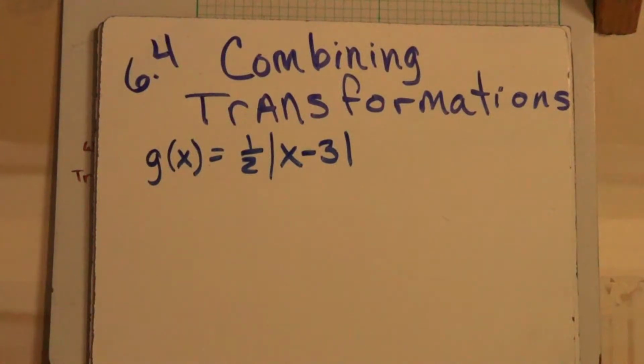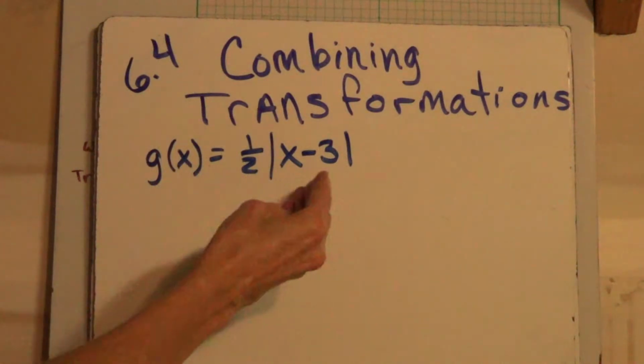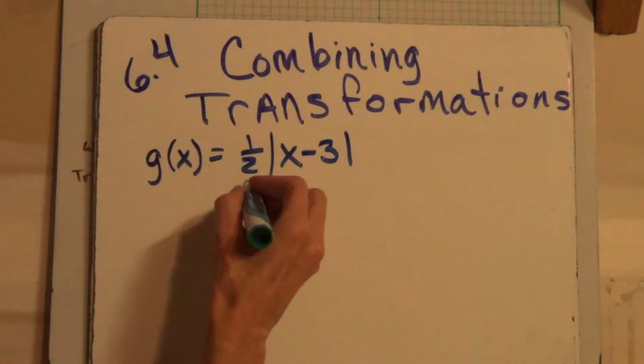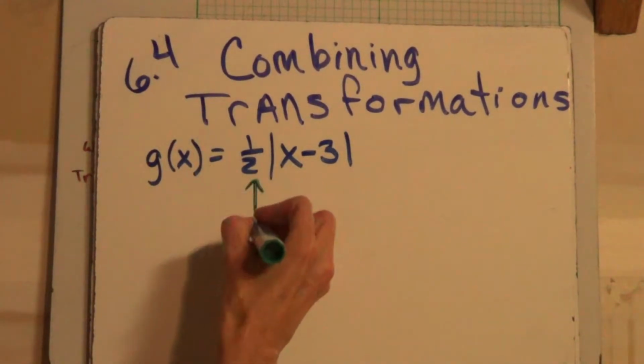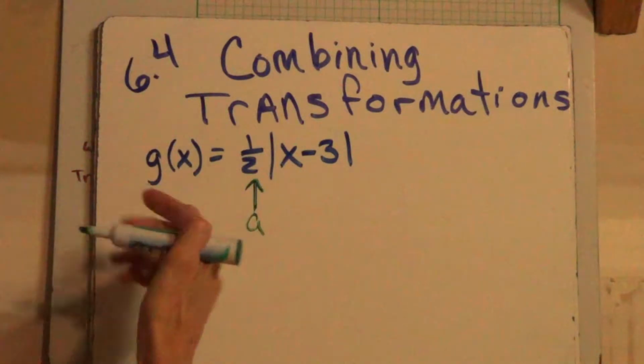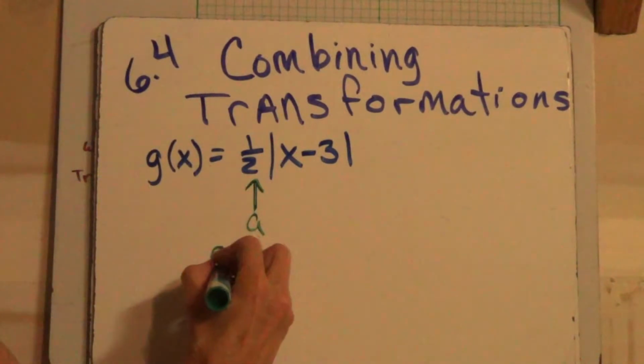Welcome, this is 6-4, combining transformations. Guys, now you have done it all, and I want you to be able to look at this like a code. So when you see this, you should think, that's my A value. Because it's absolute value of less than 1 but greater than 0, it will be a compress.